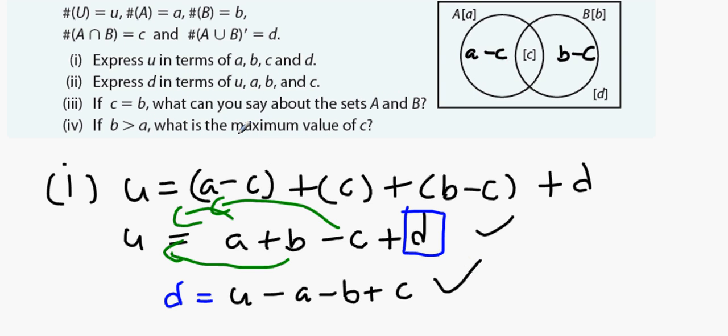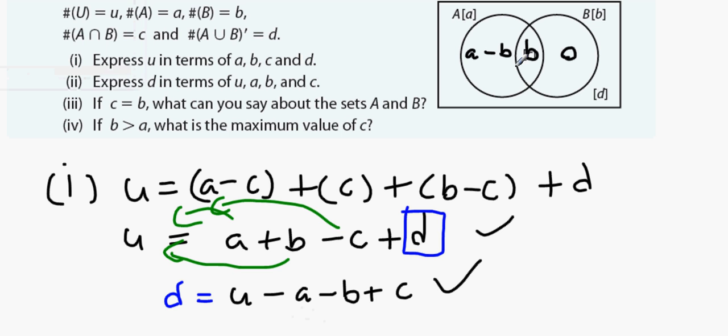Now, if C equals B, what can you say about the sets A and B? Well, that will mean C is going to be the same as B. So what we can do is just replace all the C's with B's. This is going to be A minus B here, and we know that B minus B is going to be 0. So we can say that nobody does B only. Might be one answer.